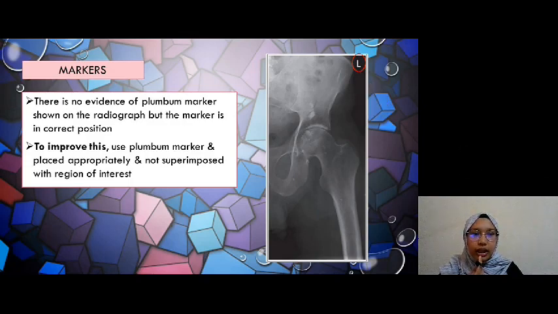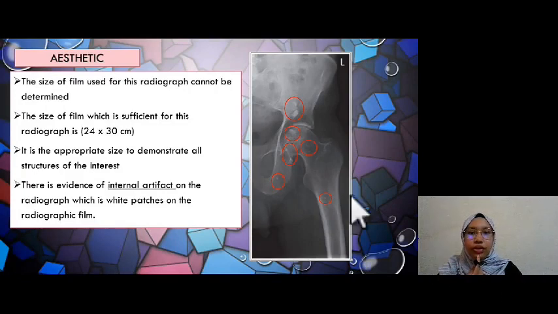Okay, next, for aesthetic. The size of film used for this radiograph cannot be determined. The size of film which is sufficient for this radiograph is 24 times 30 cm. It is the appropriate size to demonstrate all structures of interest. There is evidence of internal artifact on the radiograph, which is white patches on the radiographic film.